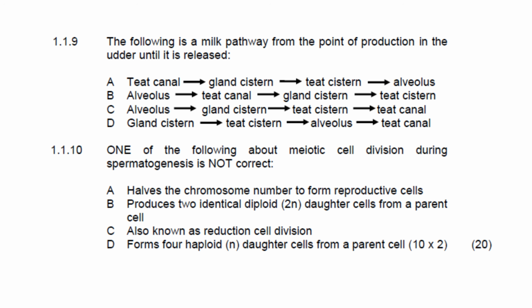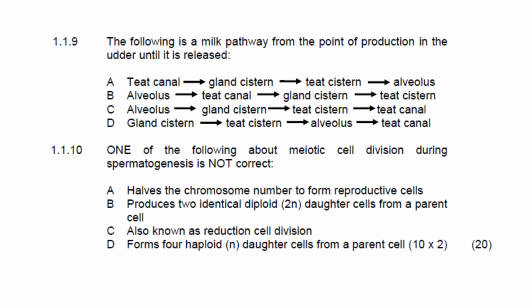Right, moving to 1.1, what is the milk pathway from the udder to release? The following is a milk pathway from the point of production in the udder until it is released. So what is the correct answer? Now this will take you back to what you had studied, right? Just write it down before I say it.